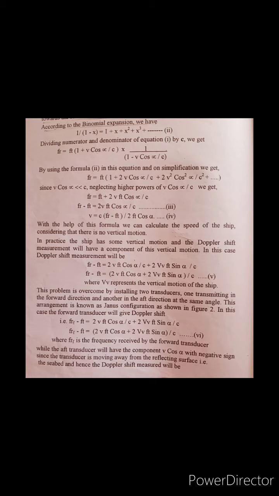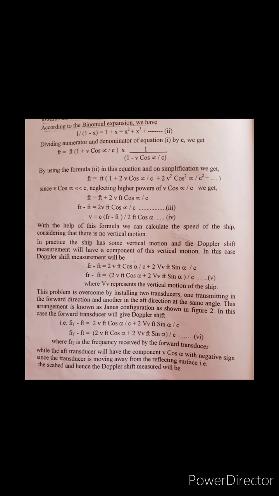Now this problem is overcome by installing two transducers, one transmitting in the forward direction and the other in the aft direction at the same angle. This arrangement is known as the Janus configuration. So mariners, let's start with the Janus configuration. Basically, instead of one transducer, we are using two transducers, in both the forward and aft directions, and this is known as the Janus configuration.